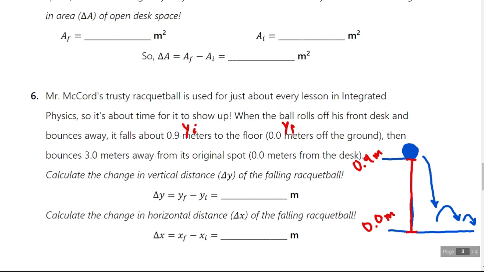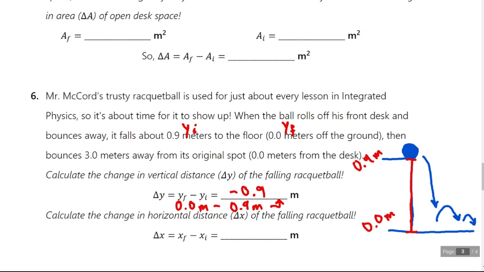That would be our yf. Our yf is going to be the first number subtracted by our yi. So this is going to be 0.0 meters minus 0.9 meters. If you plug that into a calculator, or you might realize 0 minus 0.9 is just going to be negative 0.9 meters.